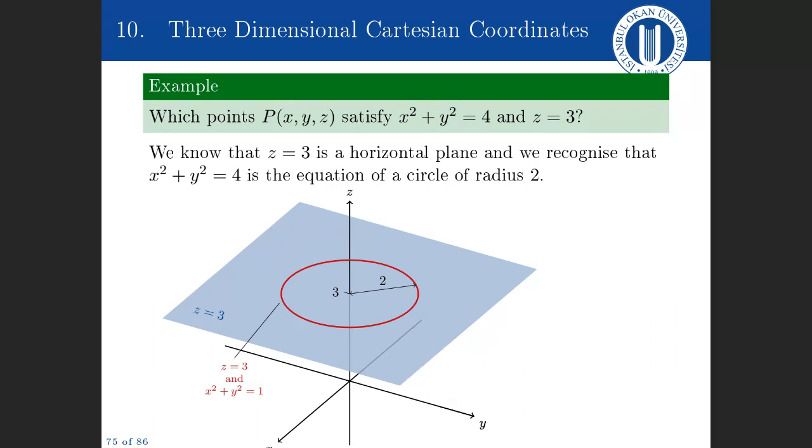Which points x, y, z satisfy x squared plus y squared is equal to 4 and z is equal to 3? Now, we know that z equal to 3 is a horizontal plane, and we know that x squared plus y squared equal to 4 is the equation of a circle. So we have a circle which is on the plane z equal to 3.